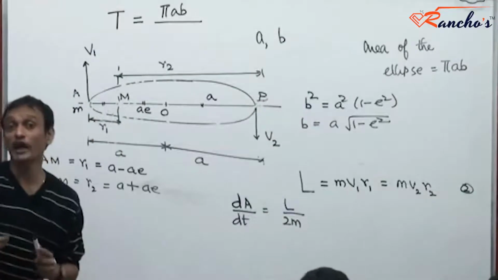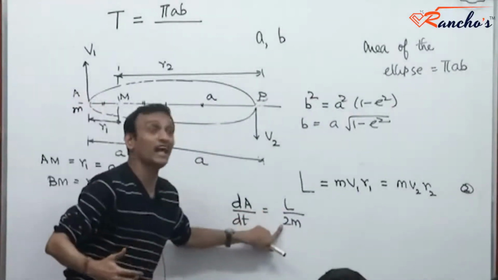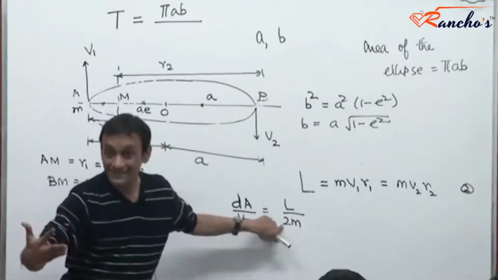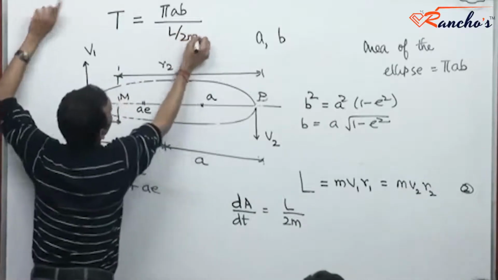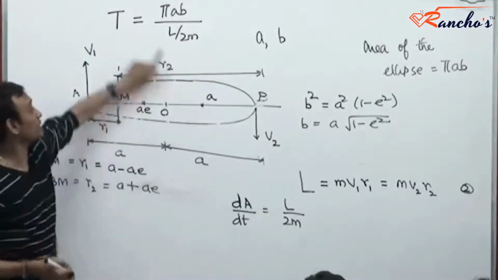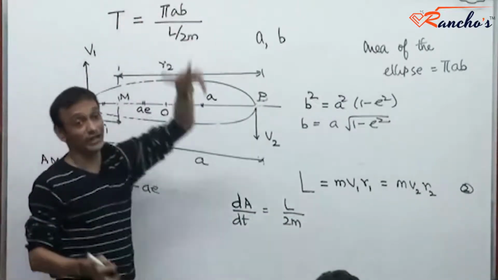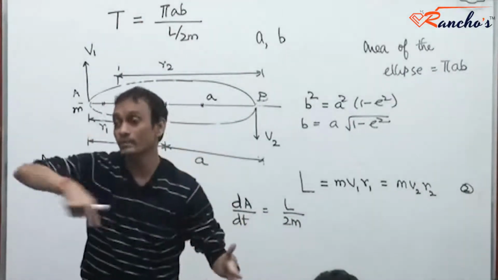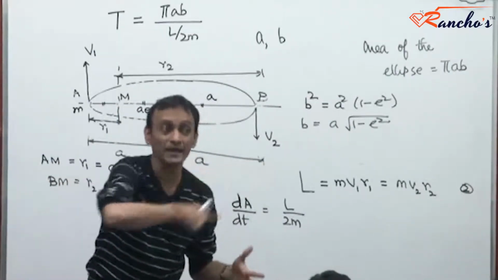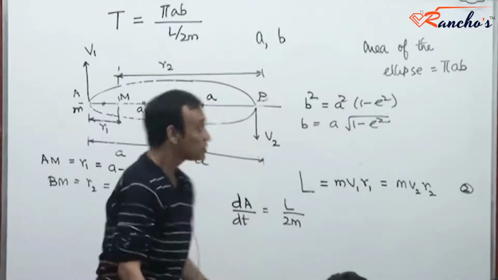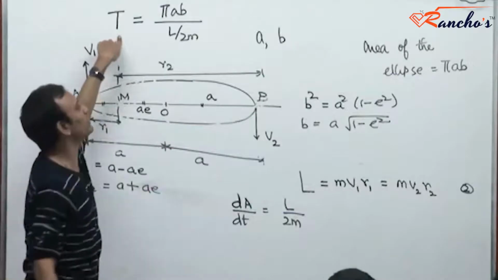And this is done at what rate? How many square meters per second? At the rate L by 2M square meters per second. So this would be the time. This is the total area, meter squared, and this is meter squared per second. So this would give you the time in seconds to describe a full area, that means to cover a full revolution, to come back to the same spot on the ellipse. This is the time period of revolution.